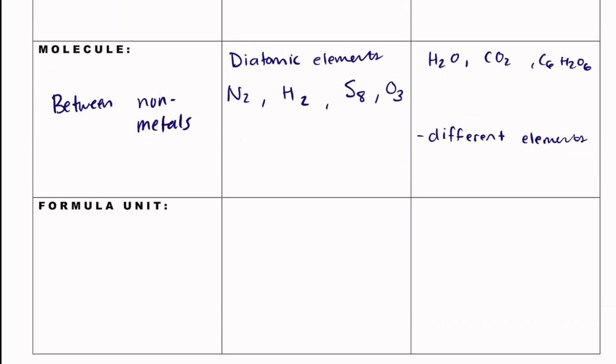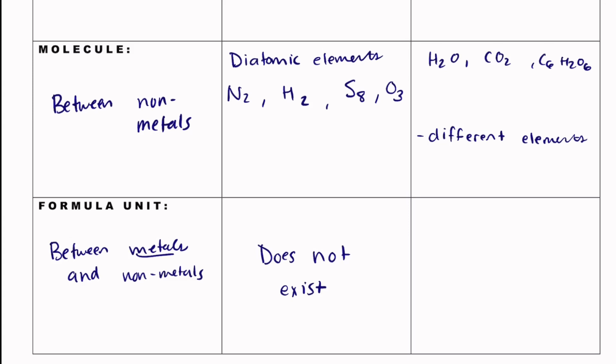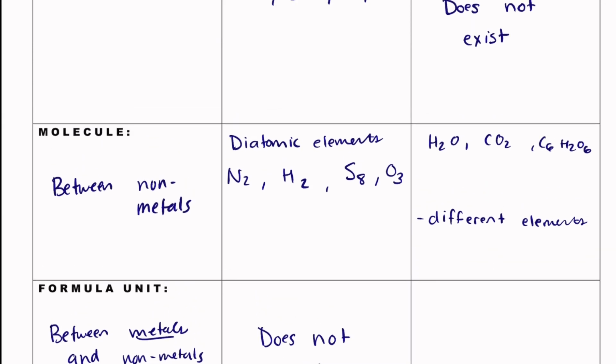A formula unit is going to be between metals and nonmetals. Okay, and this does not exist. We can't have something that's an element, one type of atom, and then also be metal and nonmetal. That just doesn't exist. But we have plenty of compounds that are formula units. A common example would be sodium chloride. We could have calcium oxide. There's a lot of different things that we could have.